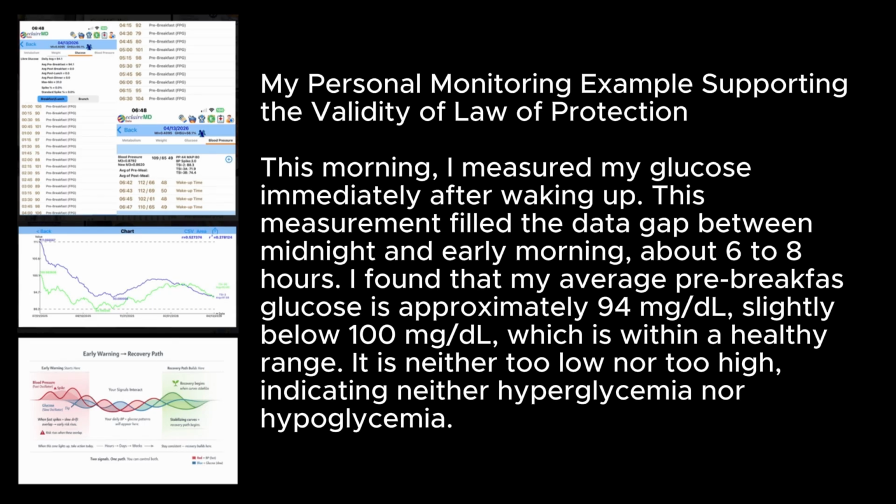My personal monitoring example supporting the validity of the law of protection: this morning, I measured my glucose immediately after waking up. This measurement filled the data gap between midnight and early morning, about 6 to 8 hours. I found that my average pre-breakfast glucose is approximately 94 mg/dL, slightly below 100 mg/dL, which is within a healthy range. It is neither too low nor too high, indicating neither hyperglycemia nor hypoglycemia.